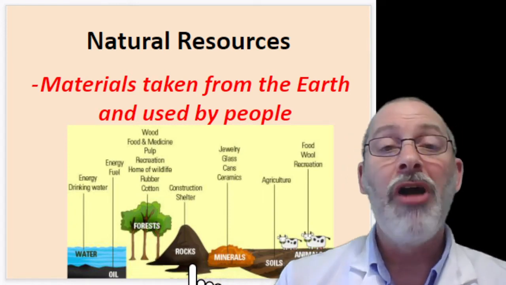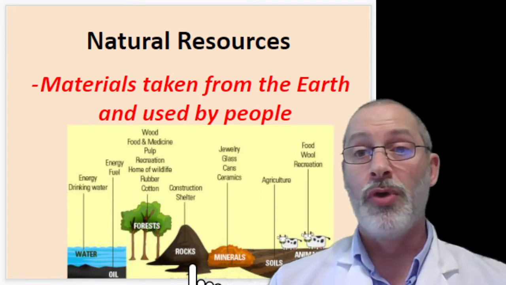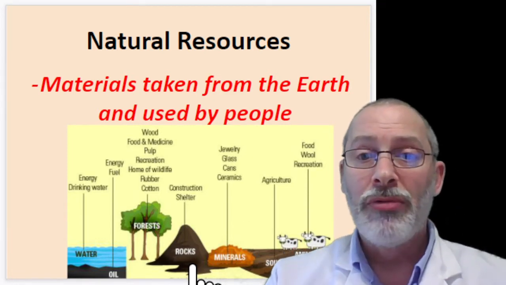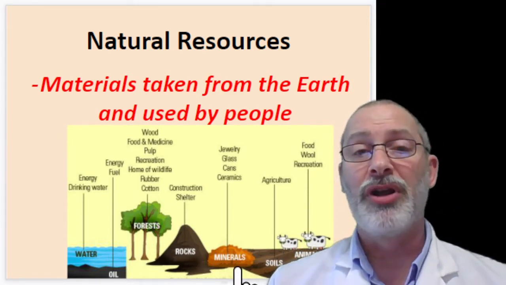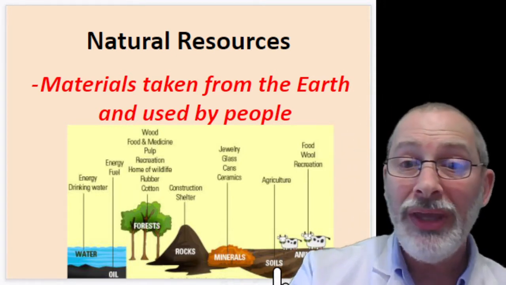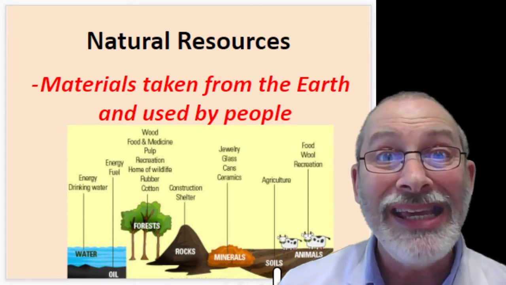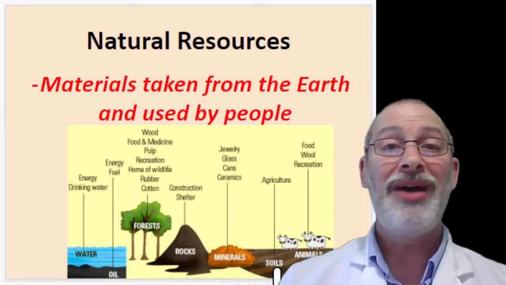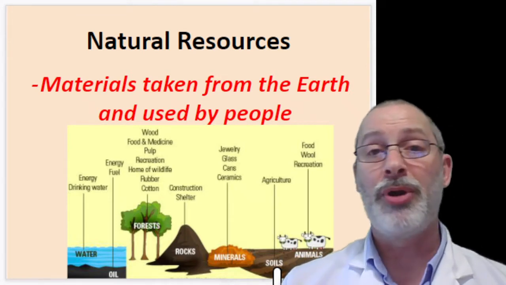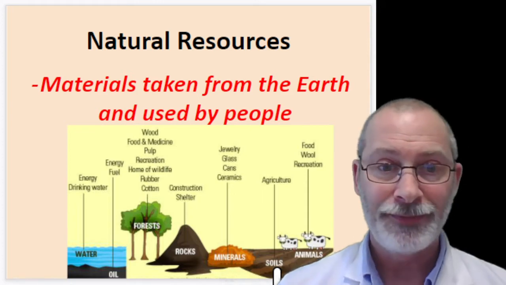We rely on rocks and minerals for construction, for shelter, for even fun things like jewelry and attire. We rely on the minerals as well for glass and for cans and ceramics. We rely on the soil, which we've learned about in the past, for agriculture. Hey, who doesn't like to eat? We all need to eat. Without soil, we're not growing any plants to eat. Soil is perhaps one of the most important natural resources for everybody.